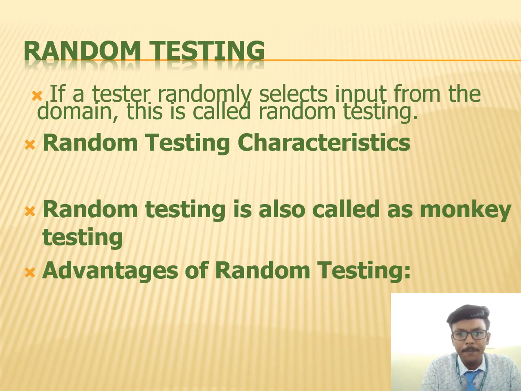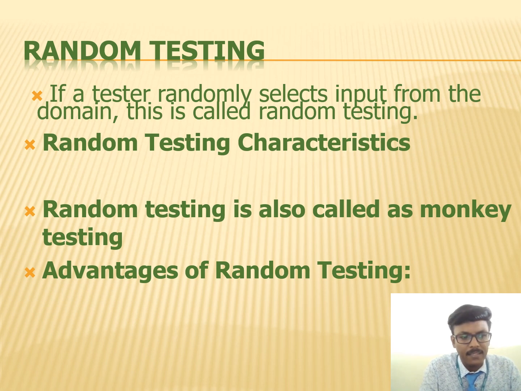Random testing is when a tester randomly selects input from the domain and does the testing. It is a form of functional black box testing, and we can call it under the category of black box testing. It is performed when there is not enough time to write and execute the tests, so we randomly pick any input and start doing the test.